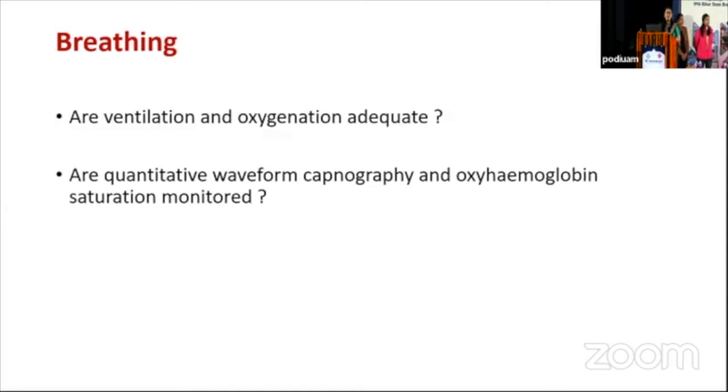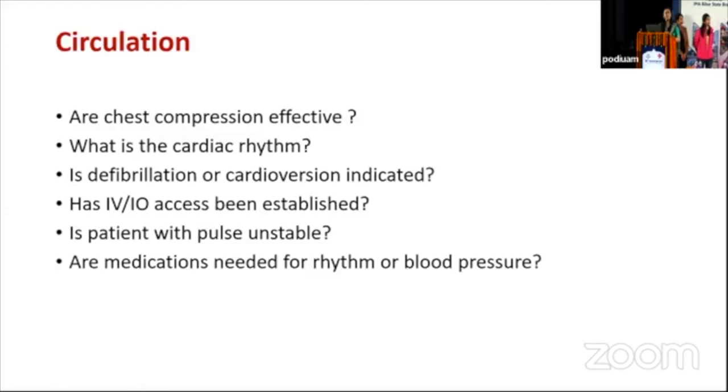Remember, oxygen is a double-edged sword. It is vital, it is required, but it can be toxic as well. So always give enough oxygen to maintain oxygenation between 90 to 94% in a conscious patient requiring support for airway and breathing. But in a cardiac arrest, always 100% oxygen. Okay, then we see the circulation.